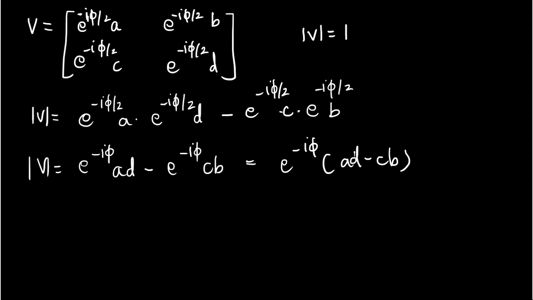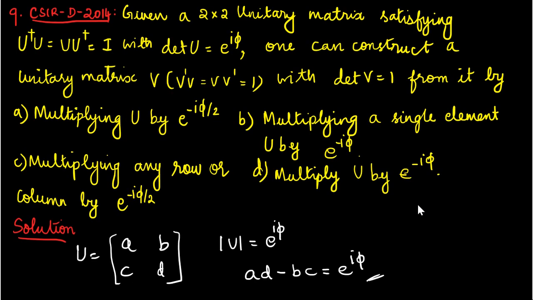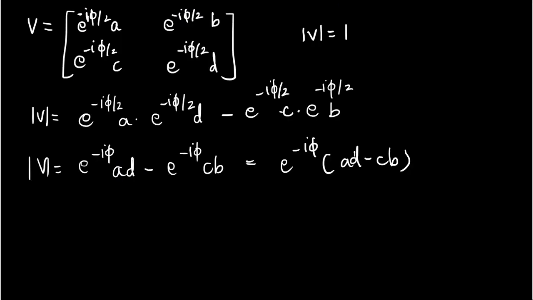So I have to get this determinant value equal to 1. Now this is the last value that is simplified over here. Now if you see this thing, AD minus BC is e power i phi. So I am going to use this AD minus CB as e power i phi. So I get e power minus i phi dot e power i phi, which is equal to e power 0, which is equal to 1. Hence the determinant will be 1.